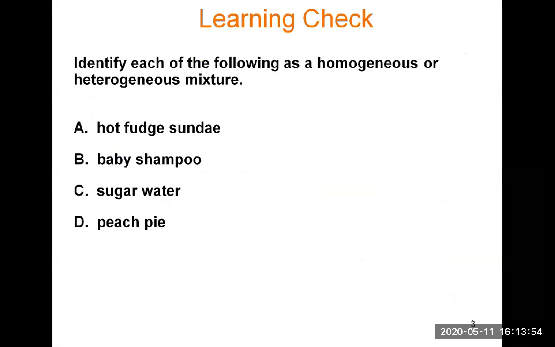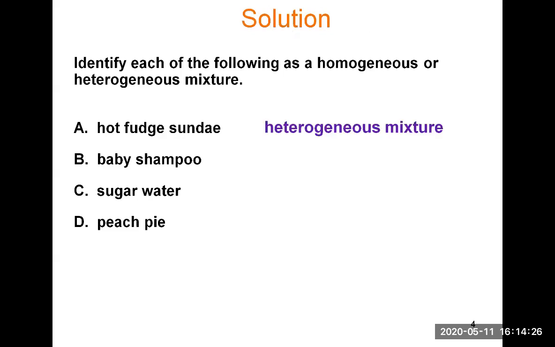So let's go through a learning check to verify this is well learned. Identify each of the following as a homogeneous or heterogeneous mixture. For example, you have a hot fudge sundae. What is this? A hot fudge sundae is vanilla ice cream with hot chocolate on top. So you can definitely say that there is more than one substance. That's easy to say, it's a heterogeneous mixture. Remember, heterogeneous means that it looks different. You can tell the different parts in it.